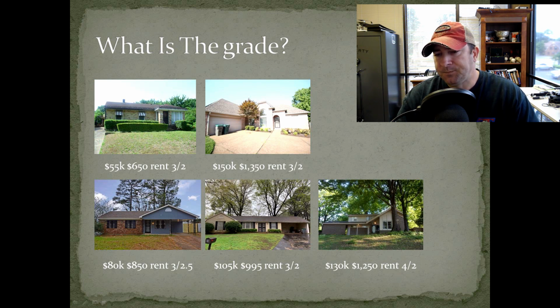The house next to it is $105,000 for $995 in rent. In my opinion, this is an average B home. It's very similar to other homes in the neighborhood, and it brings in a similar rent. The house to the right for $130,000 with $1,250 in rent, a 4-2, I would classify as an A property. It's a large home, rented out very quickly. Super nice neighborhood, A type investment. So again, these are all subjective. This is all my opinion based on how I feel about these homes.